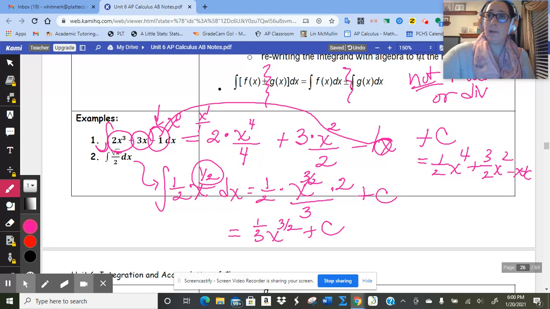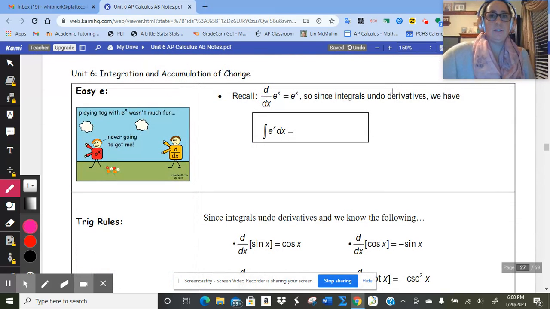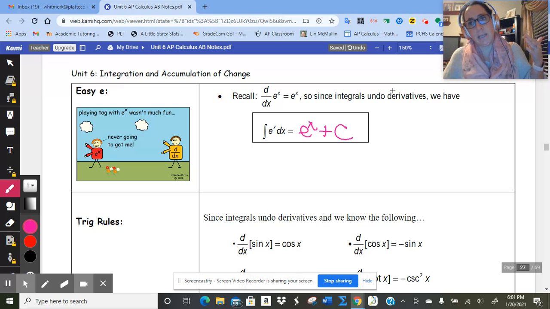All right, so that's the power rule. The next one we're going to talk about is just our wonderful little e, and I love this: e to the x, never going to catch me with the derivative. Well, guess what? Never going to catch me with the antiderivative, except for the plus c. So the derivative of e to the x, the antiderivative of e to the x, is e to the x, plus c.